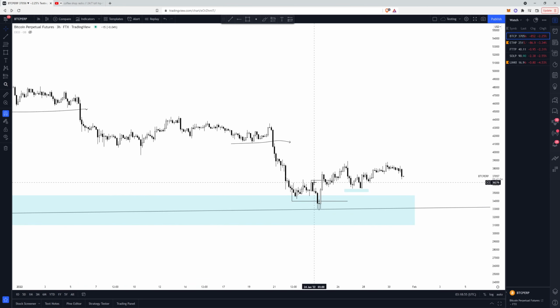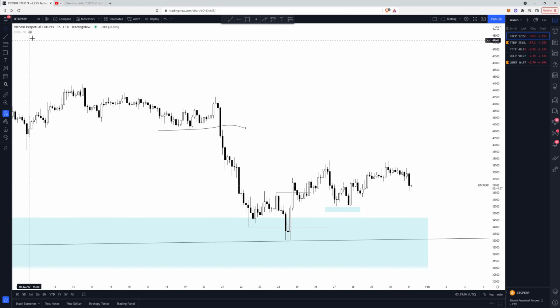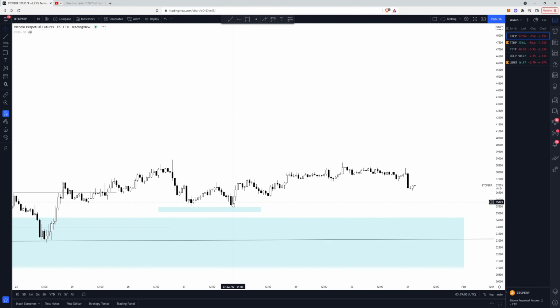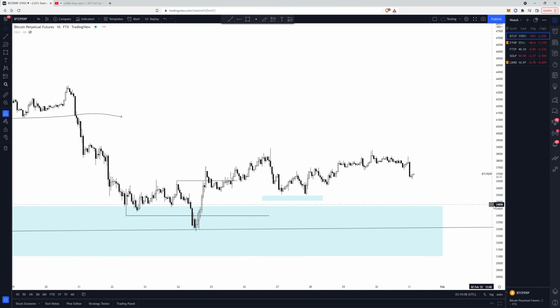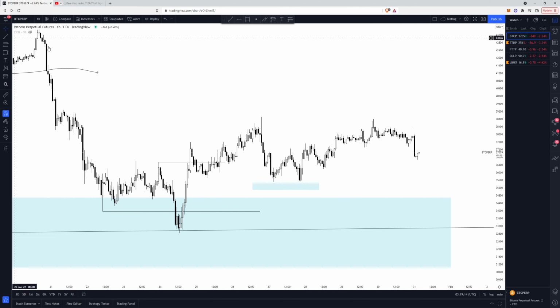Once we swept that low, we then broke above the highs responsible for taking it right here. So that's the first sign that price is starting to accumulate. Now, one of two situations I'm looking at for a long: either we completely invalidate this morning's move.